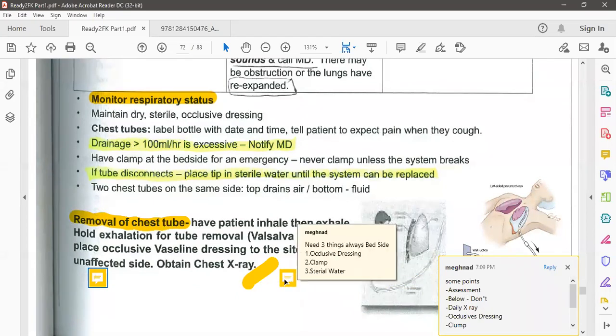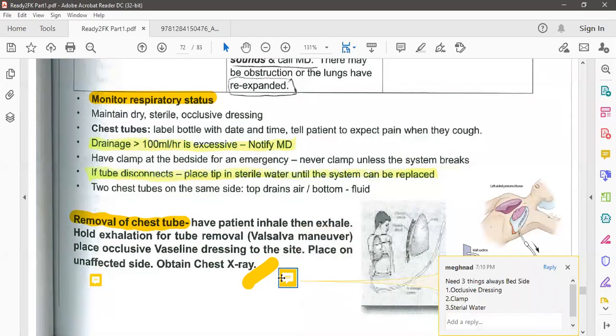And finally, I want to tell you 3 things always at the bedside. So the NCLEX board asks, when a patient has a chest tube, what 3 things should always be at the bedside? One is occlusive dressing, then clamp and sterile water.